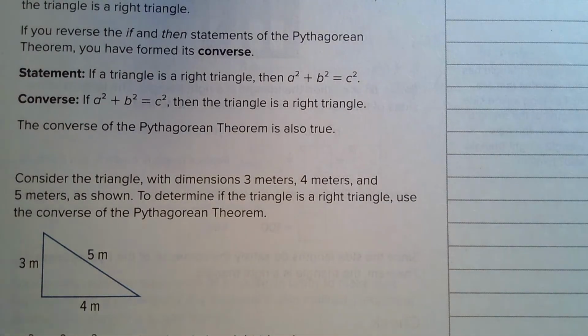So basically what that means in simple terms is you're going to label your triangle with A, B, and C, remembering that C is always going to be your longest side. You're going to simplify the left side and then see if it equals the right side. If they equal, then you have a right triangle, and if they don't equal, then it's not a right triangle.